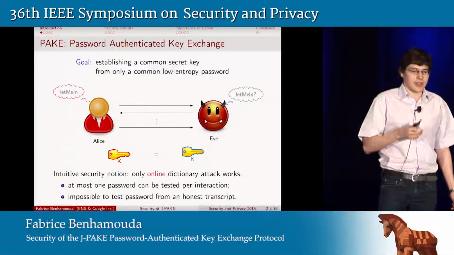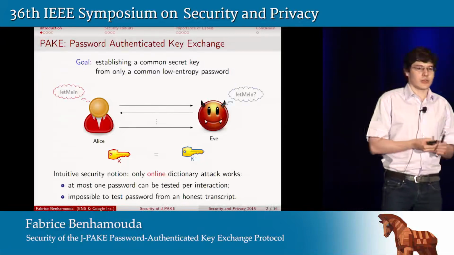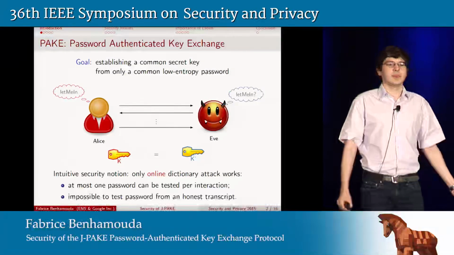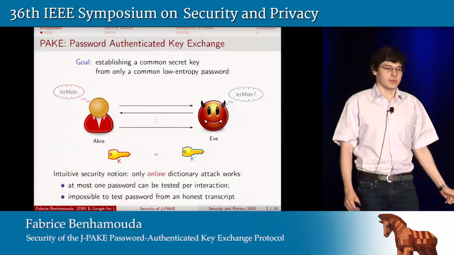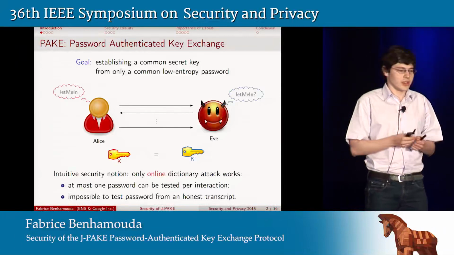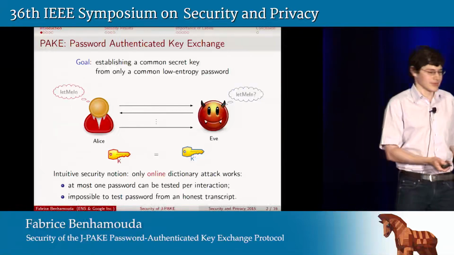In particular, it should be impossible for Eve to look at a transcript between Alice and Bob and check whether this transcript corresponds to a given password. Because if that's the case, she can just run her computer and find out which password was used by Alice and Bob, and that's terrible.